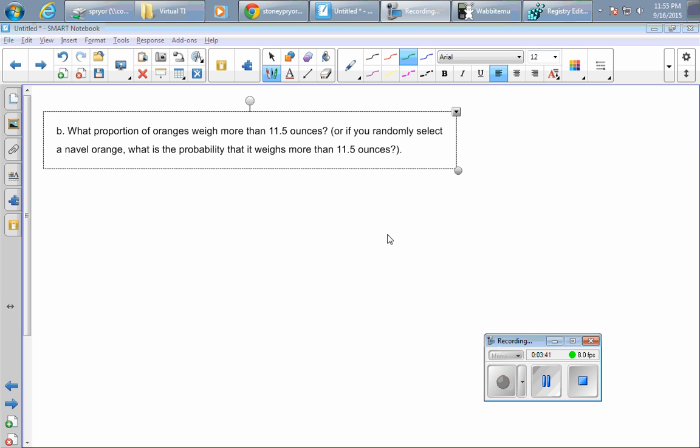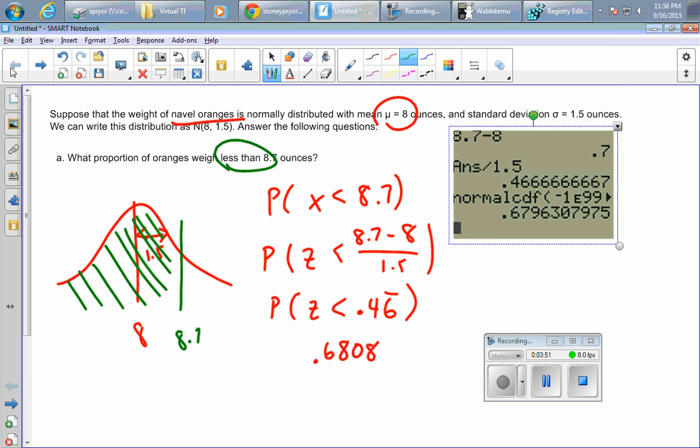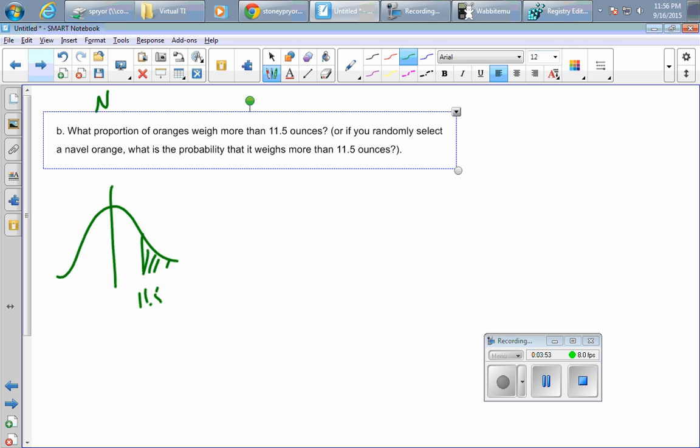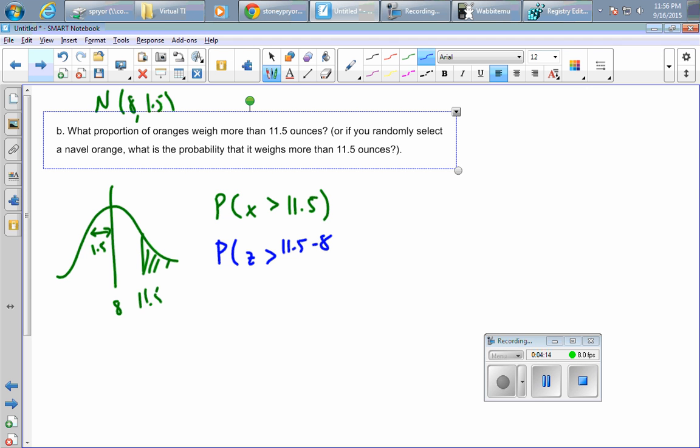Now in part B, it says what proportion of the oranges weigh more than 11.5 ounces? So 11.5, more than that. You'll recall it was a normal distribution with mean 8, standard deviation of 1.5. So this is 8. This is 1.5. I want to know what's the probability a randomly selected navel orange weighs more than 11.5 ounces. So I will standardize that, 11.5 minus 8 over 1.5.